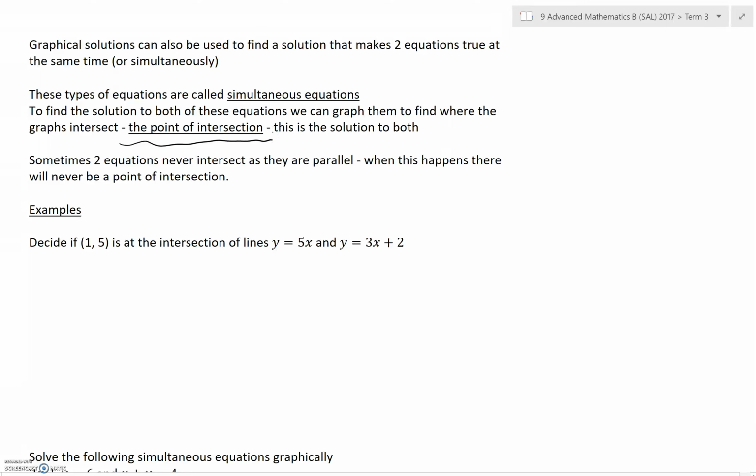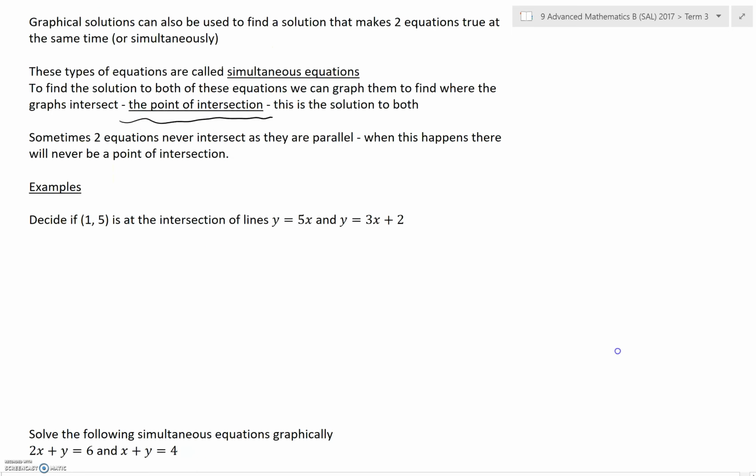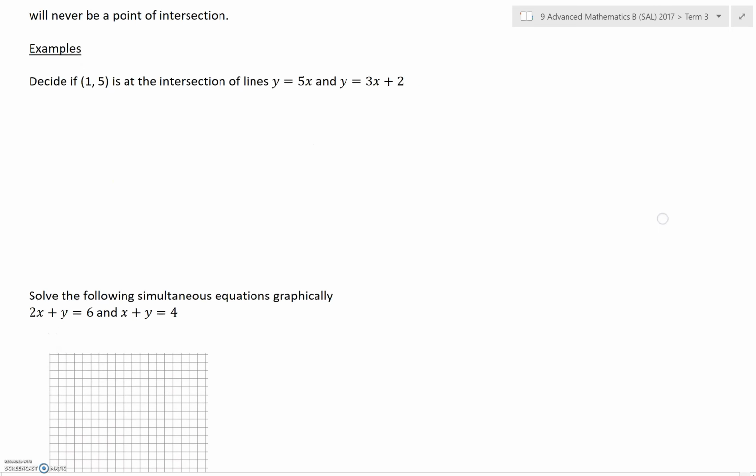So we can use some methods we've already learned. To do this, we just need to find points on the line that make both of these true. Now, it's important to remember that sometimes two equations will never intersect because they're parallel lines. So when this happens, there won't be a point of intersection. So let's have a go at doing a couple of examples. So first one, decide if point (1, 5) is at the intersection of the lines y equals 5x and y equals 3x plus 2.